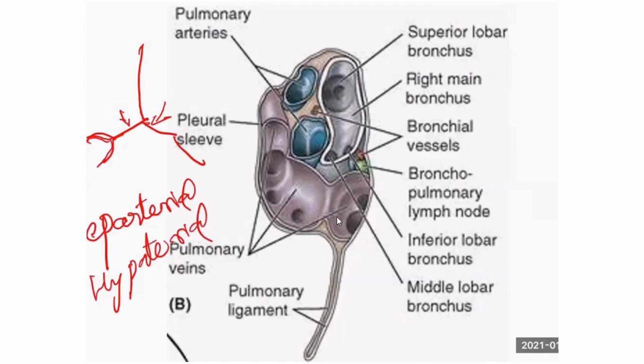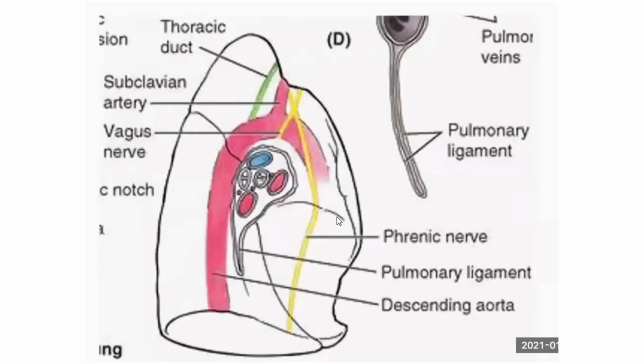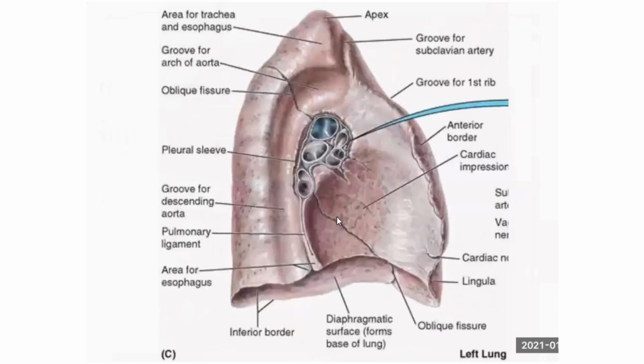What I want you to remember is the structures of the root. You see the picture: you get the superior pulmonary vein, inferior pulmonary vein, and two bronchi. If there are two bronchi, that lung is the right lung. If there is only one bronchus, it is the left lung. This is one principal bronchus. In the arrangement, you see the pulmonary artery, bronchus, vein from above downwards.